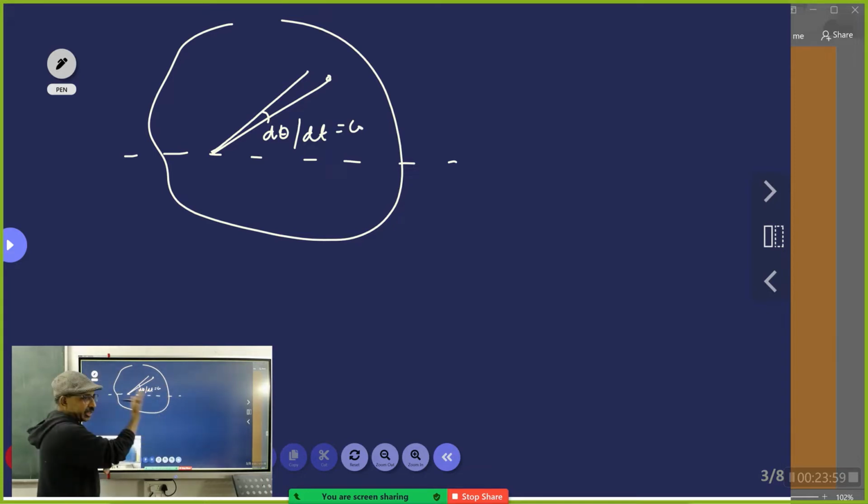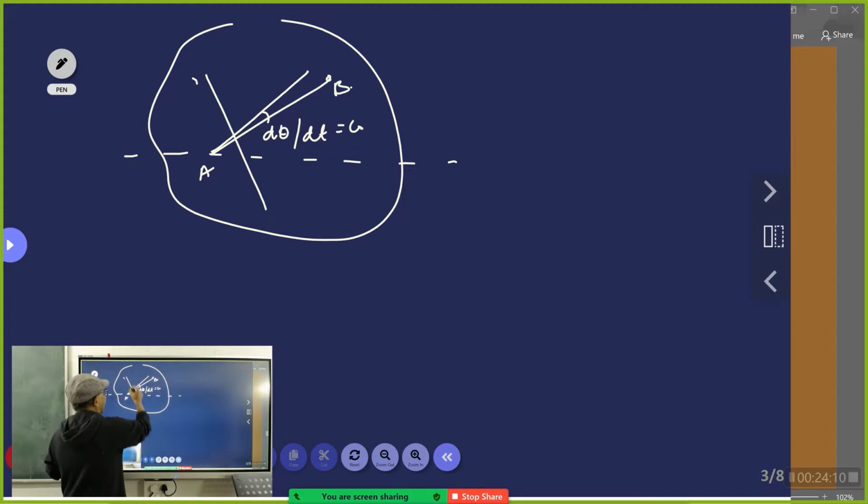This whole line itself will rotate by omega. Any line you take will rotate like this. Or if I take this reference line AB, and at the same time I take another line here, say CD, if this line rotates by d theta, this line will also rotate by d theta.